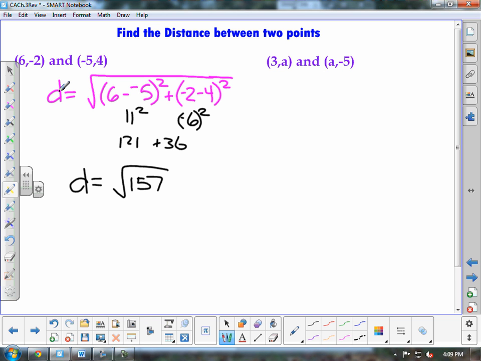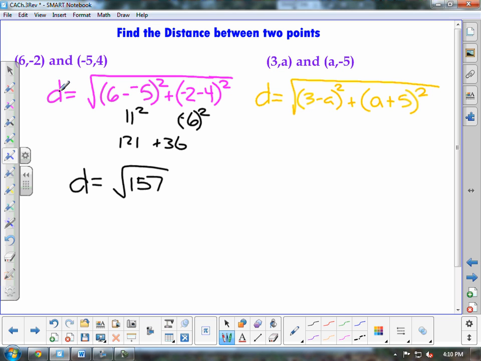In our second example here, now we have a value for a. And so we're going to come up with an expression for our answer and not an actual number. So here we would have the distance equals the square root of 3 minus a squared plus a minus 5 squared, which is actually a plus 5 because it's minus a negative.